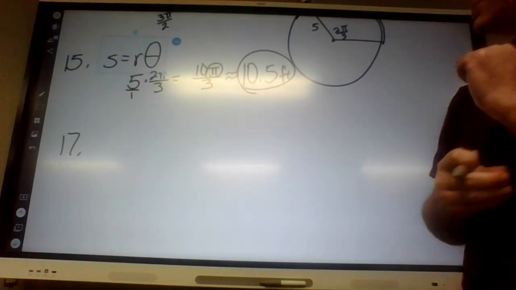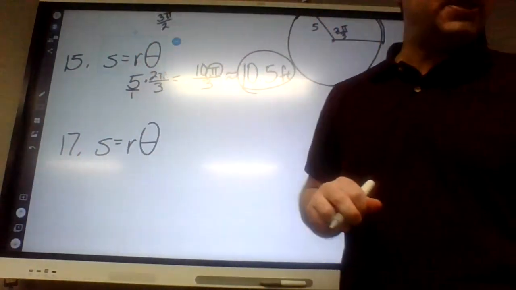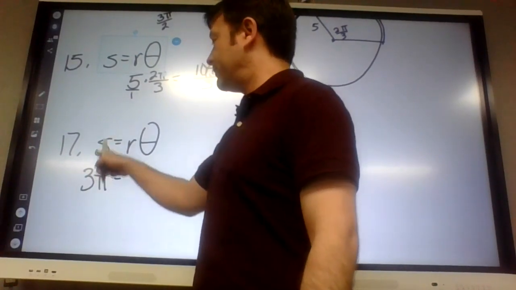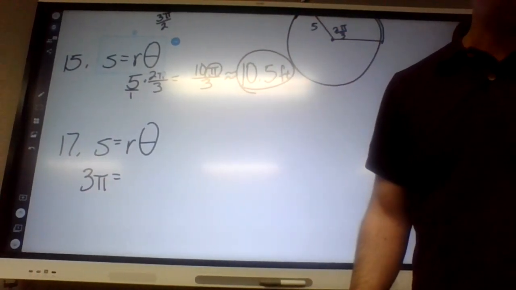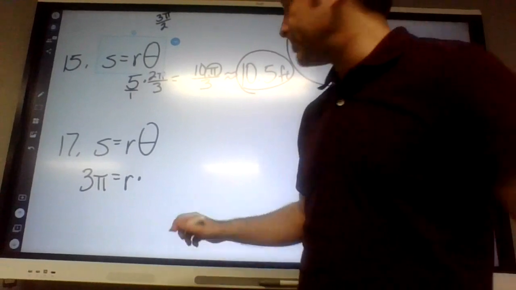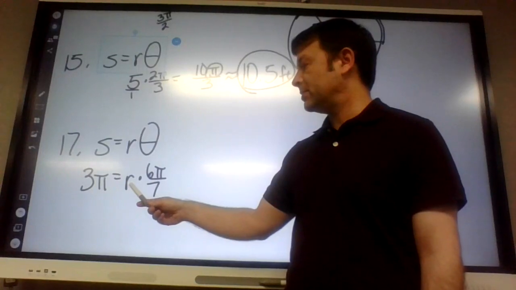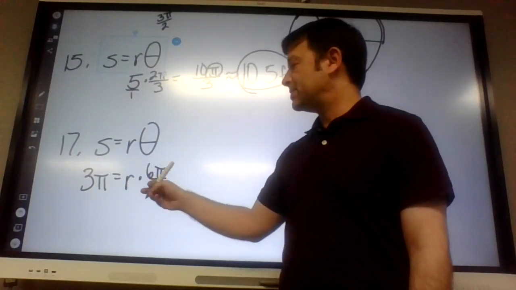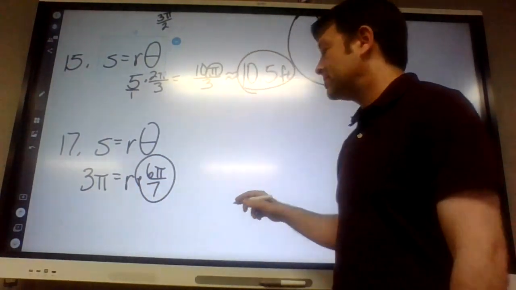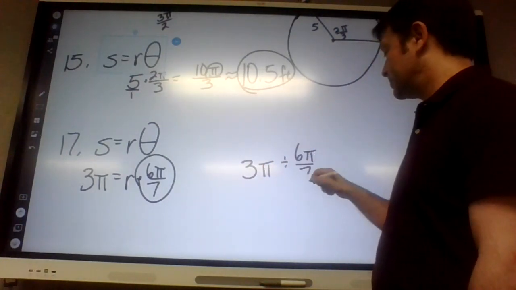17. Okay, what's different about 17? There's 2 pies. They're giving us the S, the arc length. So in other words, 3 pi is over here on the left with the S. And they're not giving us the R, but they are giving us the angle, 6 pi over 7. Okay, so how do I solve this for R then? Do you divide? Right. Since this is a multiplied value, to get R by itself, I would have to divide by 6 pi over 7. So it's 3 pi divided by 6 pi over 7.